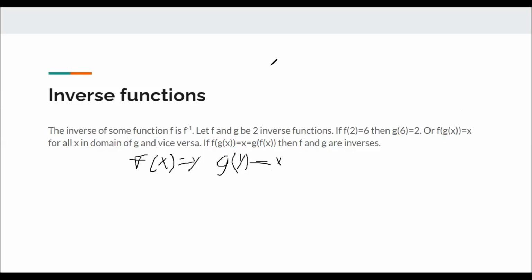Or you can also write that as f of g of x is going to be equal to x. That makes sense, because if g of x is equal to y, and since f and g are inverses, then f of y is going to be equal to x. So that's basically what two inverse functions are. If f of g of x is equal to x and g of f of x is also equal to x, then f and g are inverses.